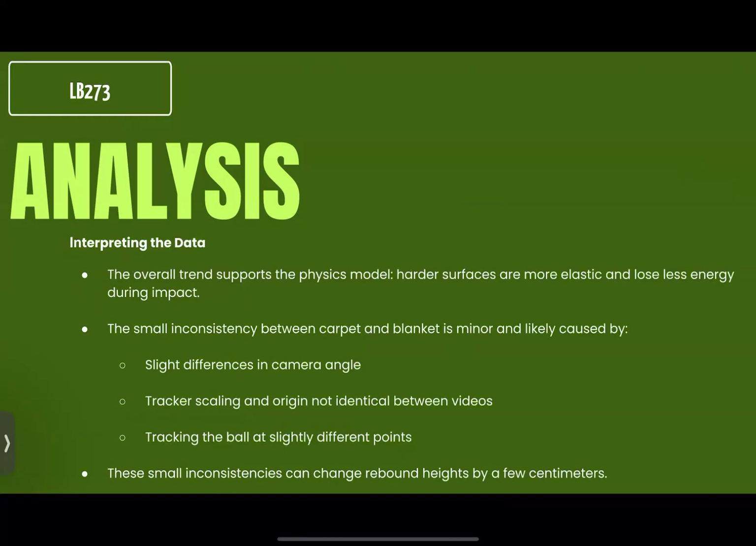For interpreting the data, overall, the trend supports the physics. Harder surfaces are more elastic and lose less energy. The small inconsistency probably comes from things like slight camera angle differences, scaling in Tracker, or the exact point on the ball being tracked. These small variations can shift the bounce height by several centimeters.